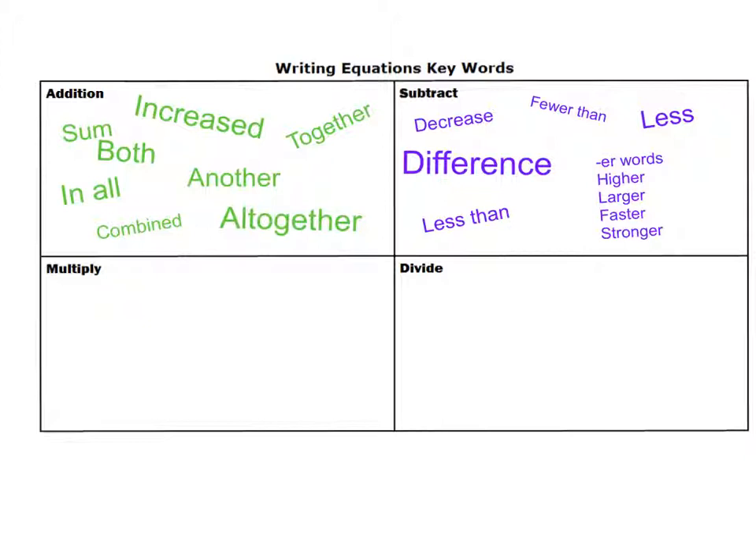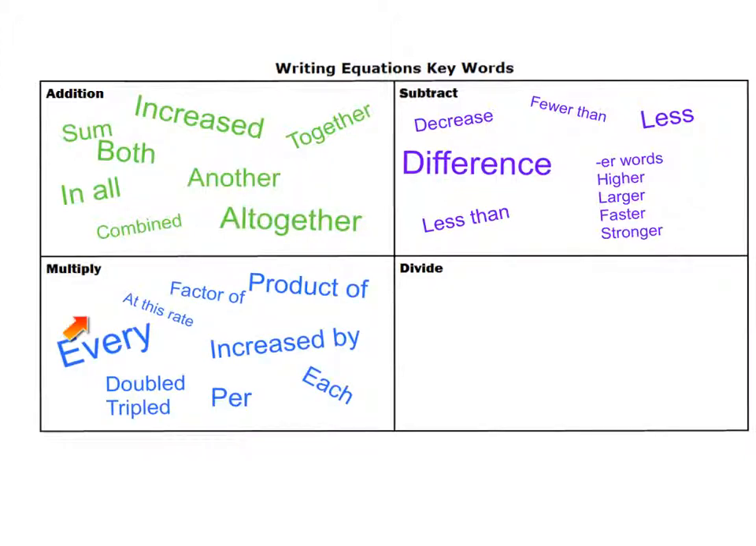So now let's do multiply. We have of, at this rate, factor of, product of, increase by, each, per, doubled, tripled, quadrupled, etc. Every. That word of is one too. So per and of are ones you're going to see a lot of. And you remember per means for every. Percent is for every 100. Miles per gallon is how many miles you go per each gallon. So just remember those words. Those are new ones. So let's do division.